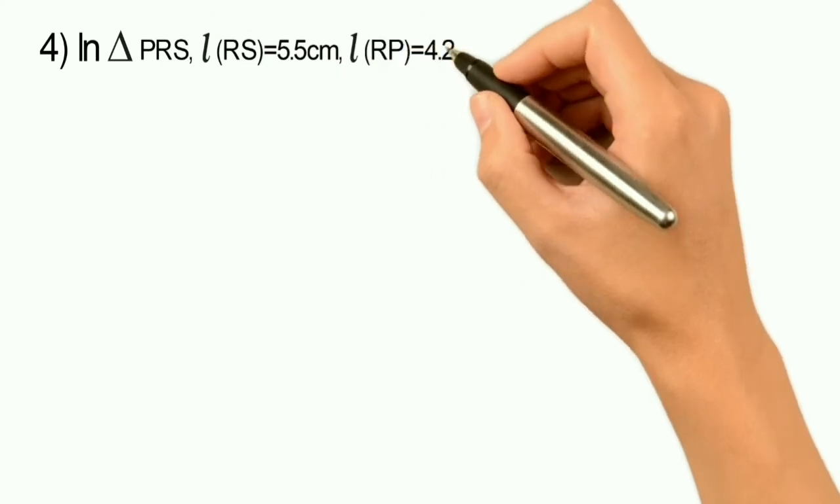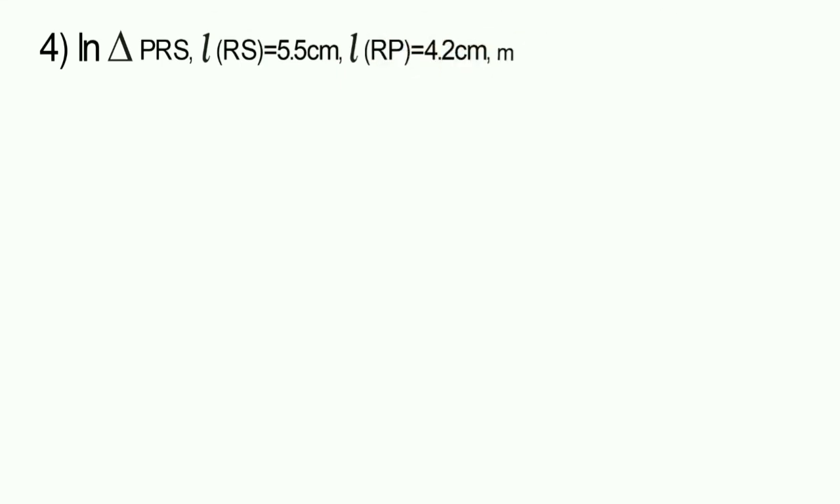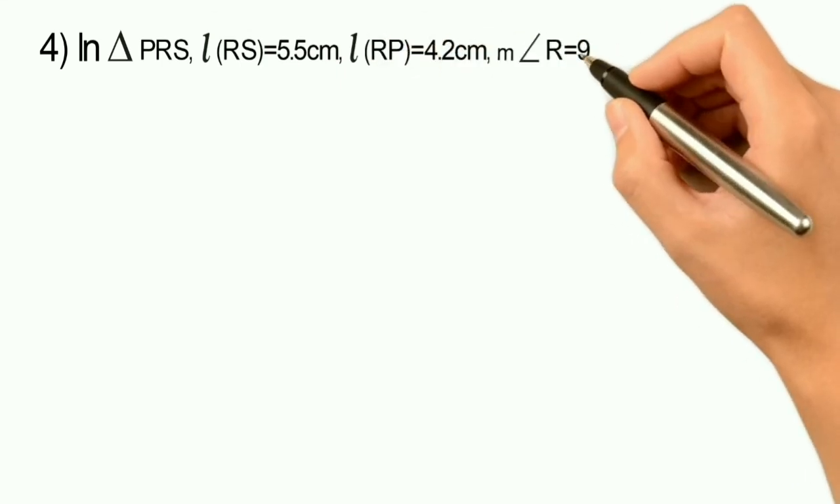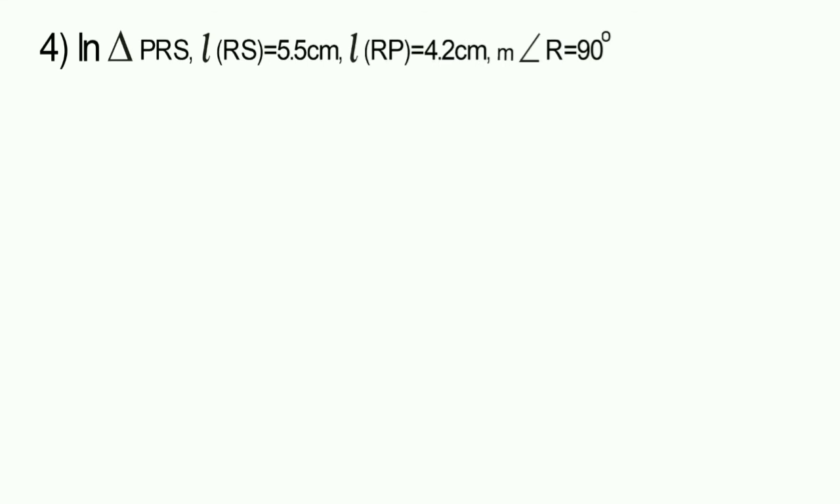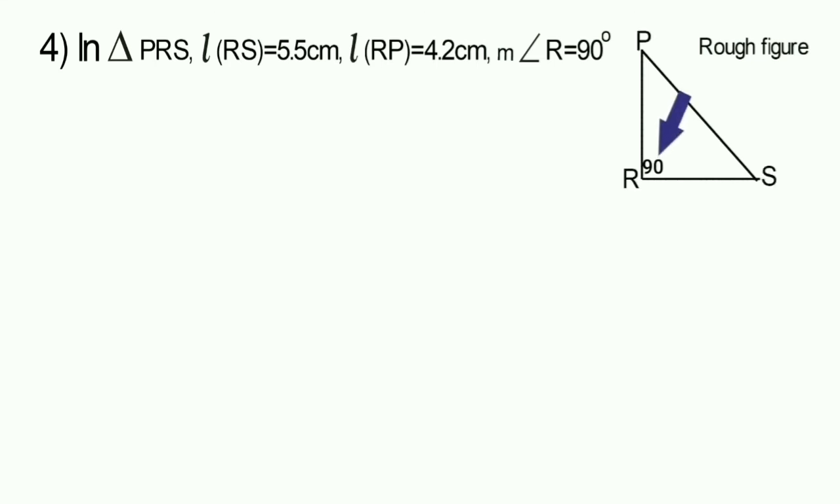Construct a triangle PRS whose two sides are 5.5 cm and 4.2 cm in length and included angle is 90 degree. Students, note here the included angle is right angle. So the triangle will be right angled triangle. Now you are going to solve this question for better practice.